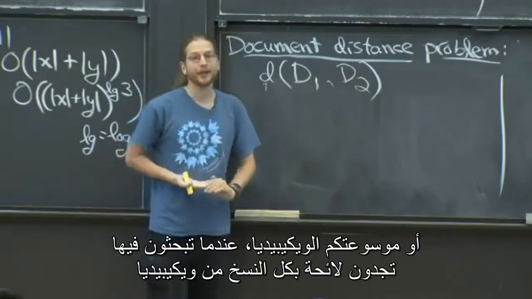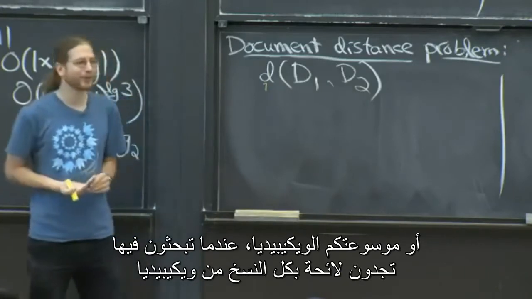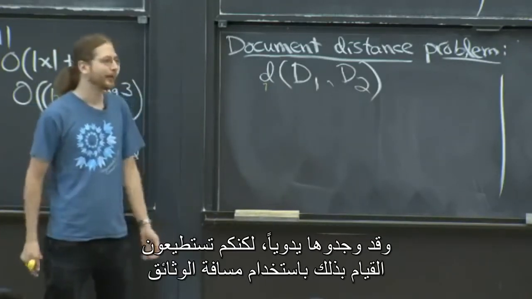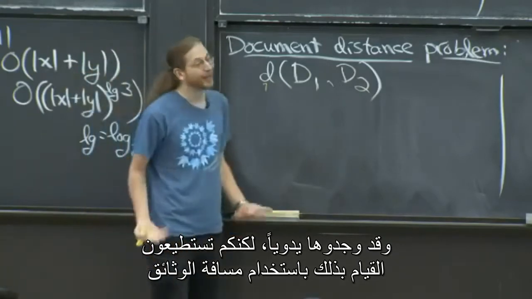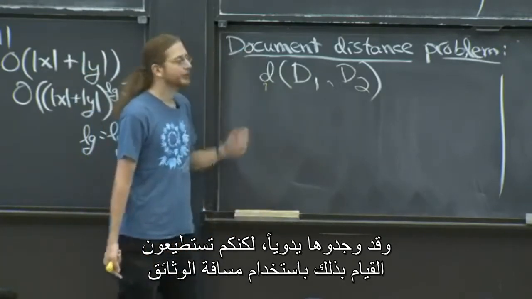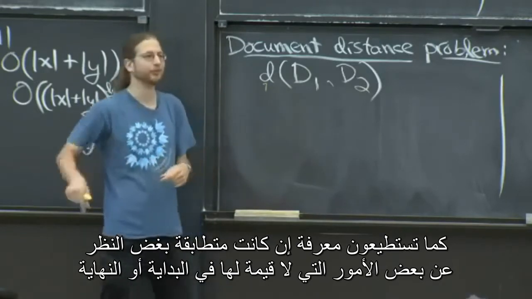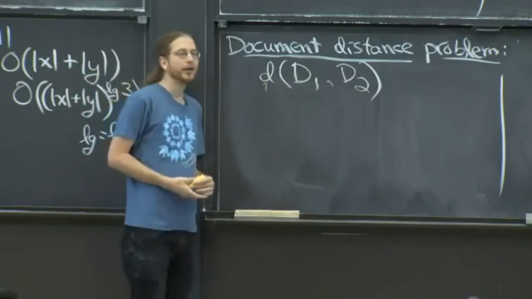Or take Wikipedia. I don't know if you ever looked, but there's a list of all mirrors of Wikipedia. There's like millions of them. They find them by hand, but you could do that using document distance. Say, are these basically identical, other than some stuff at the beginning or the end?